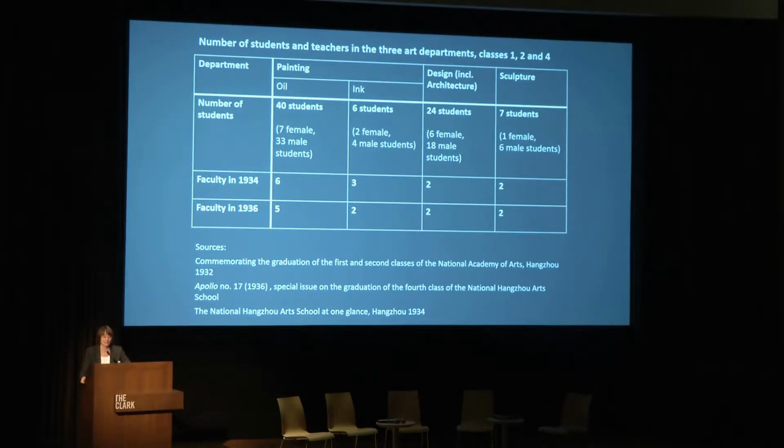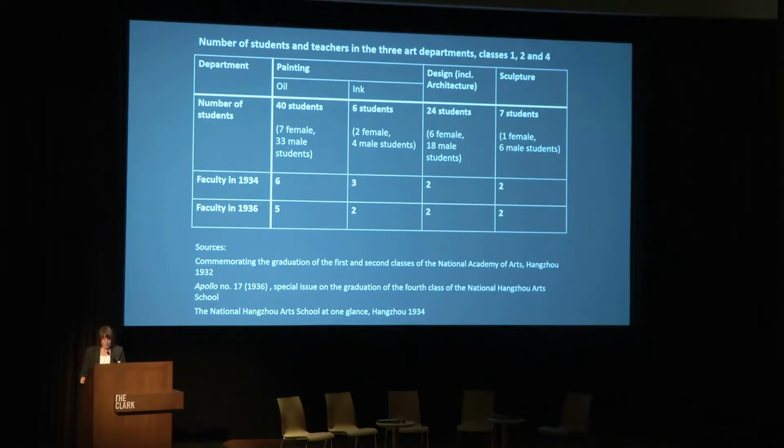Taking the numbers from classes 1, 2, and 4 together, the painting department had 46 students, out of which 40 specialized in oil. And the design department, which initially also included the architecture department, had roughly half the number of students, and the sculpture department only 7. This prevalence of Western painting is also reflected in the number of teachers, with professors specializing in oil painting making up almost half of the faculty.